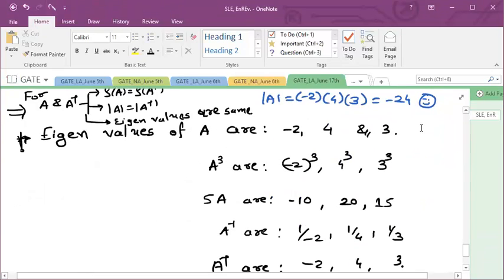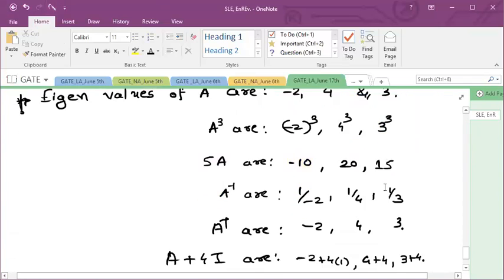Now, if eigenvalues of A are given to you, or if you can find eigenvalues of A, then with the help of these eigenvalues of A, you can easily find eigenvalues of A to the power n. That means if you have to find eigenvalues of A cube, just cube all the eigenvalues. Similarly for A to the power n, isn't it? Now, if you have to find eigenvalues of 5A, it will become 5 times -2, 5 times 4, 5 times 3.